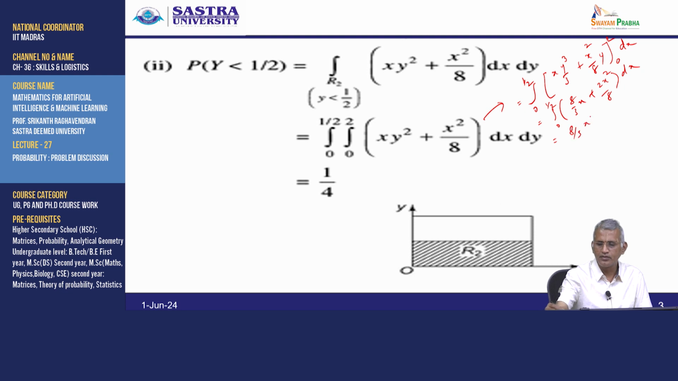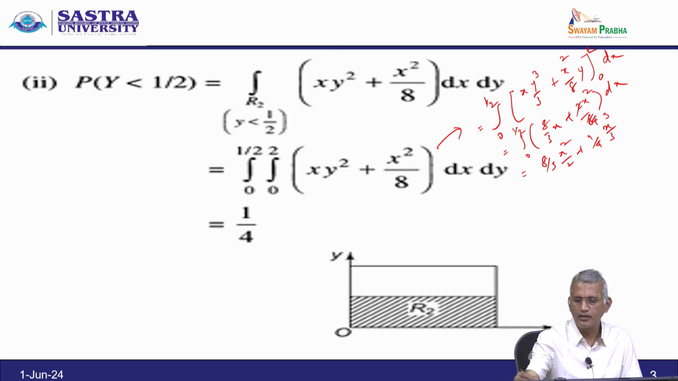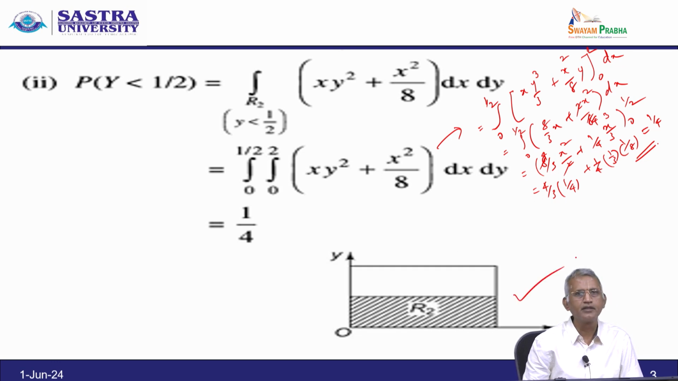then integrate it: 8 by 3 into x square by 2 plus 1 by 4 into x cube by 3 over the limit 0 to half, and then here it becomes 4 by 3 into 1 by 4 plus 1 by 4 into 1 by 3 into 1 by 8. So, the resultant is 1 by 4. So, this is the way we can calculate P of y is less than half.